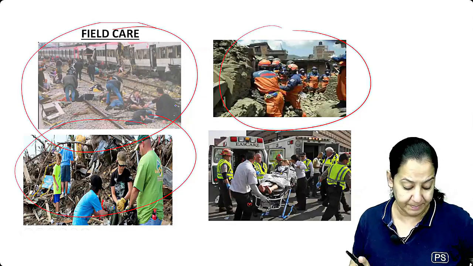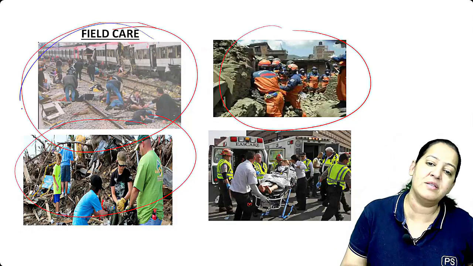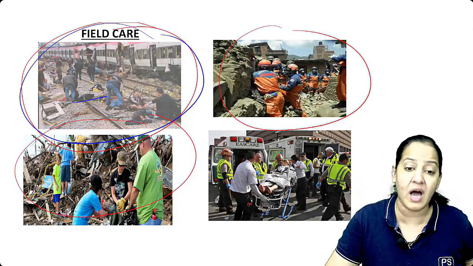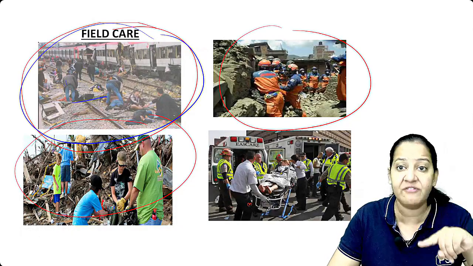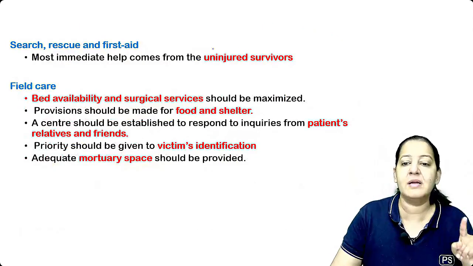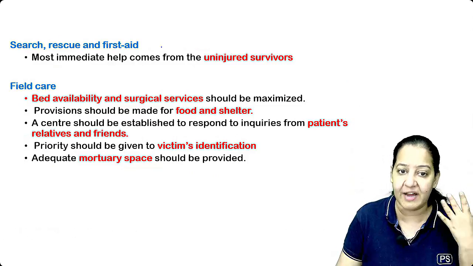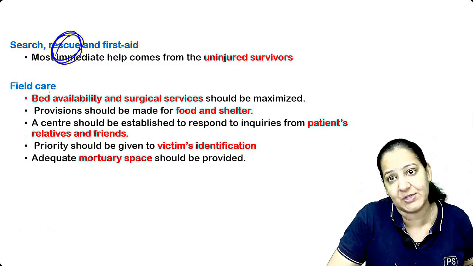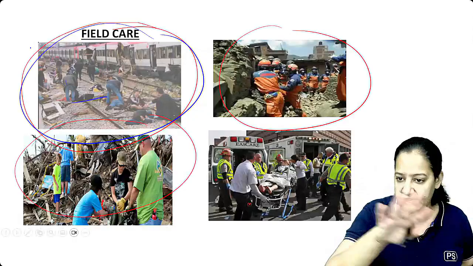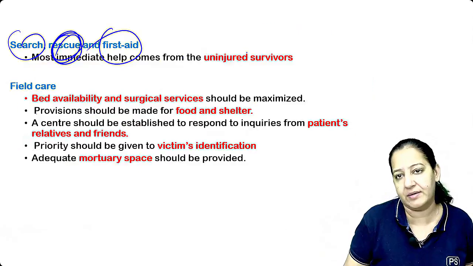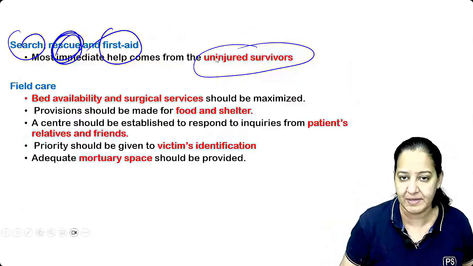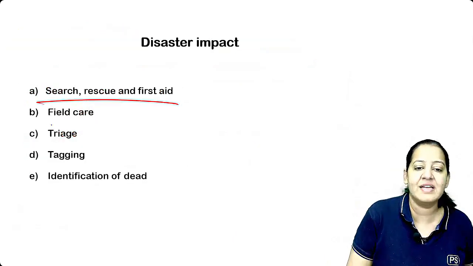The uninjured survivor. Imagine there is a train accident. So many people are injured, but many are uninjured also. The uninjured survivor will give the first aid and do the rescue of the injured ones. So the first thing, to save as many lives as you can, do rescue as many as you can and provide first aid care to them, and search for them. If they are here, there, search people as much as you can. This help is provided by uninjured survivors and nearby villagers, other people. That is the thing.